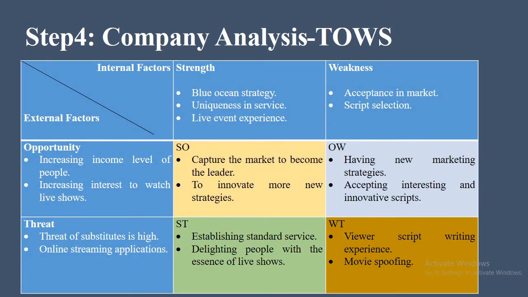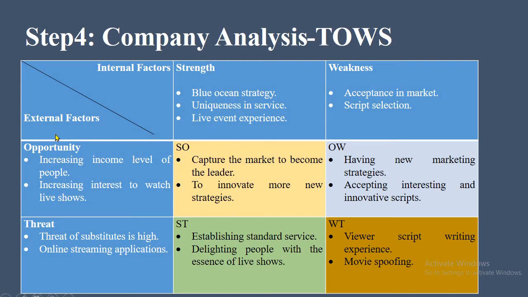After this, you get into the company analysis. Company analysis can be done in a simple way by doing a SWOT analysis, or you can take up a TOWS analysis, which is somewhat higher than the SWOT. You know the SWOT: strengths, weaknesses, opportunities, and threats. Strengths and weaknesses are the internal factors, while opportunities and threats are the external factors. You take the strengths and weaknesses on one axis, and the opportunities and threats on the other axis.